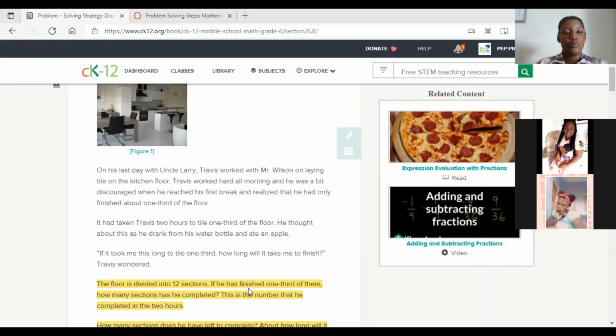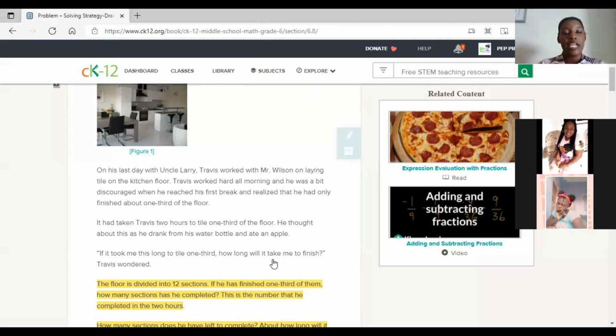So let me restate the scenario. On the last day with Uncle Larry, Travis worked with Mr. Wilson and Lane Kyle on the kitchen floor. Travis worked all morning and he was a bit discouraged when he reached the first break and realized that he had only finished about one third of the floor.